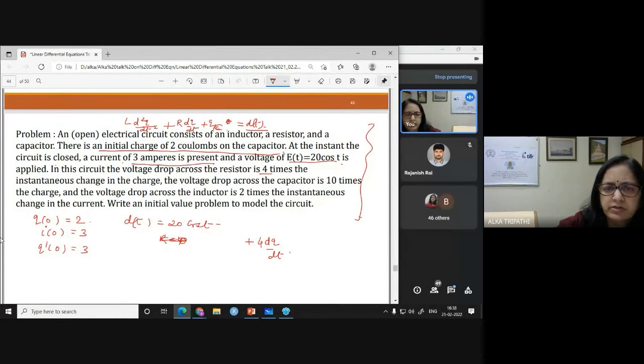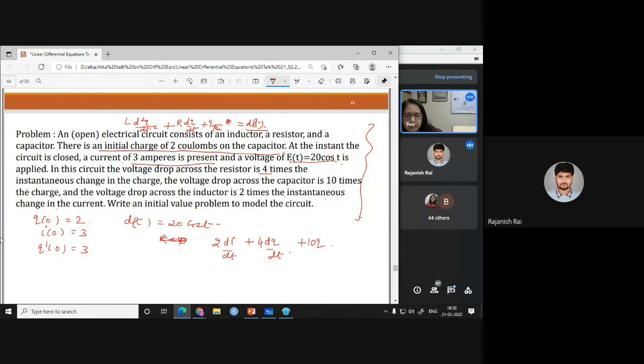Voltage drop across R. Voltage drop across the capacitor is 10 times the charge, that means 10q. And across the inductor is 2 times the instantaneous change in current, that means 2 di by dt, which is d2q by dt2.